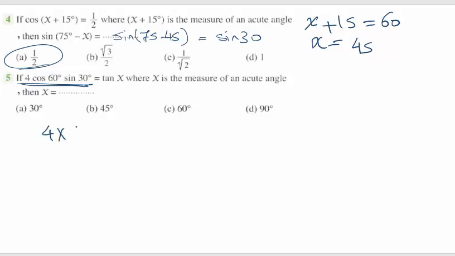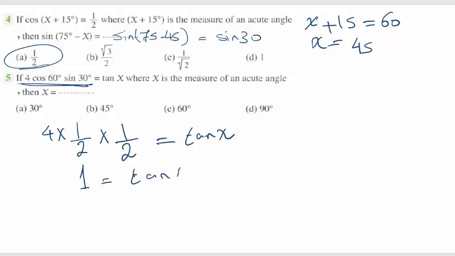4 multiplied by cosine 60, which equals half, multiplied by sine 30, which equals half. All of these equal tan x. Let's simplify our left hand side. 4 multiplied by half equals 1. What is the angle whose tan equals 1? I think here x equals 45 degrees.